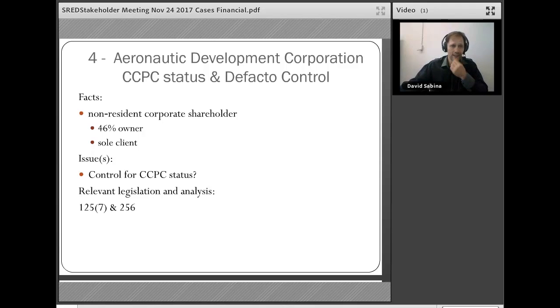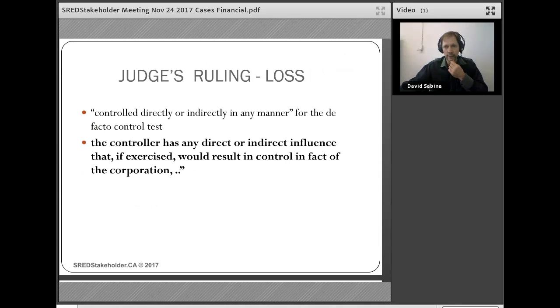Now, what's interesting in this case is that the taxpayer and the shareholder were actually the sole client. And the issue here is that there's two types of control that can lead you to be a foreign corporation or a public corporation or deemed not to be a qualified CCPC.